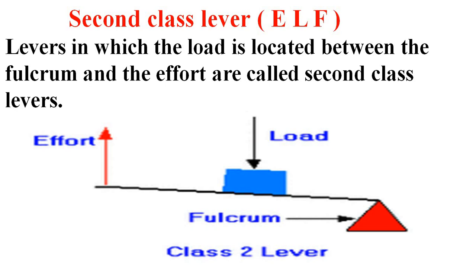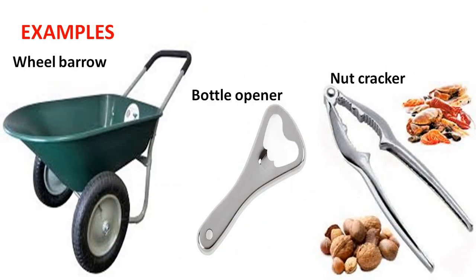Second class lever, ELF: levers in which the load is located between the fulcrum and the effort are called second class levers. Examples of second class levers are wheelbarrow, bottle opener, nutcracker, etc.